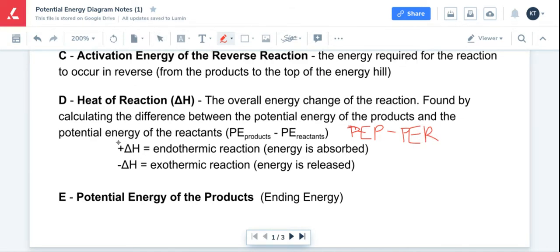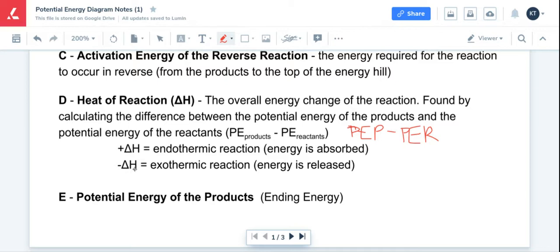The important part is the sign of that value. So heat of reaction, the change in heat, is represented as delta H. And if it is a positive delta H, that is an endothermic reaction because energy is absorbed. So, to end up with a positive value here, the energy of your products has to be greater than the energy of your reactants, meaning overall the reaction absorbed energy.